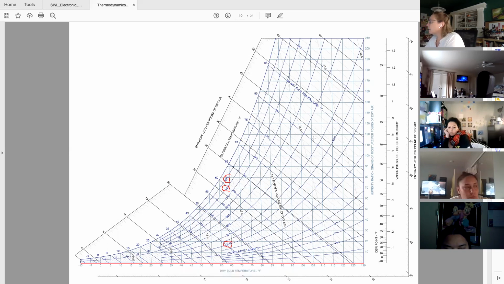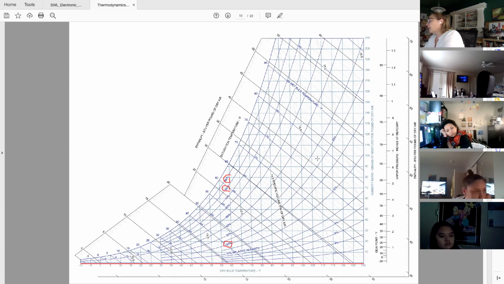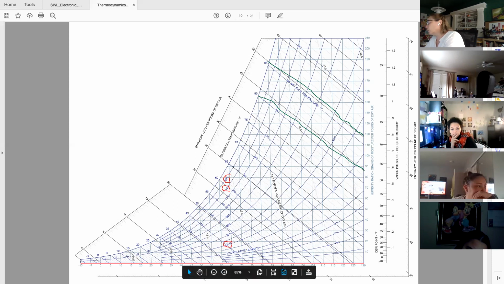Okay, so the next thing that's going on here are our horizontal and vertical lines, and actually, they just didn't draw them before. The angled lines going from the top left to the lower right are the wet bulb temperatures. It's where it's taking into consideration what the temperature is and what the moisture content is.